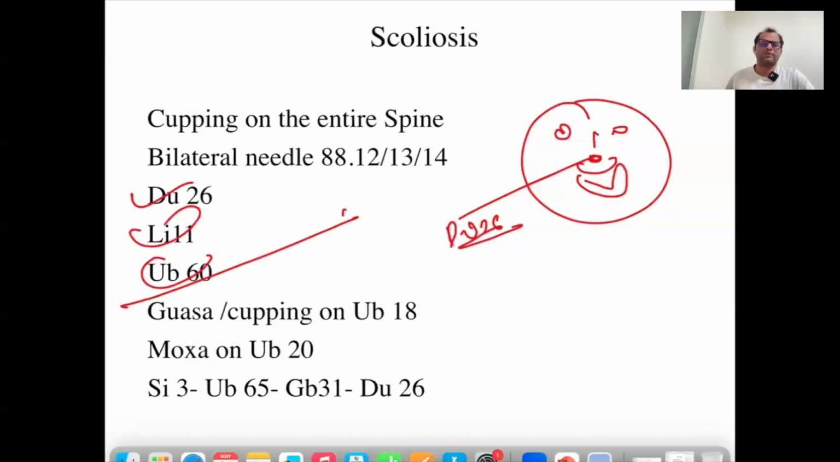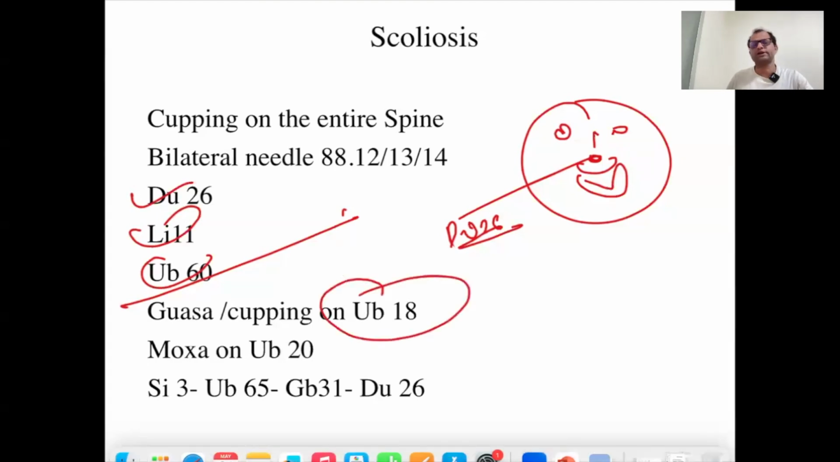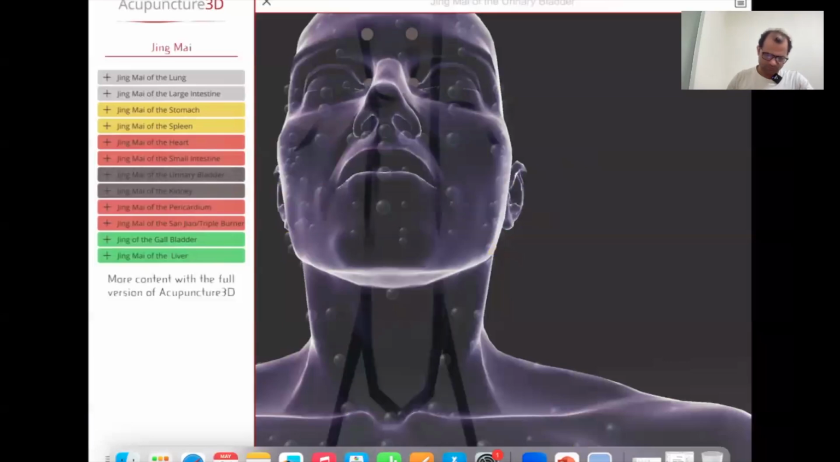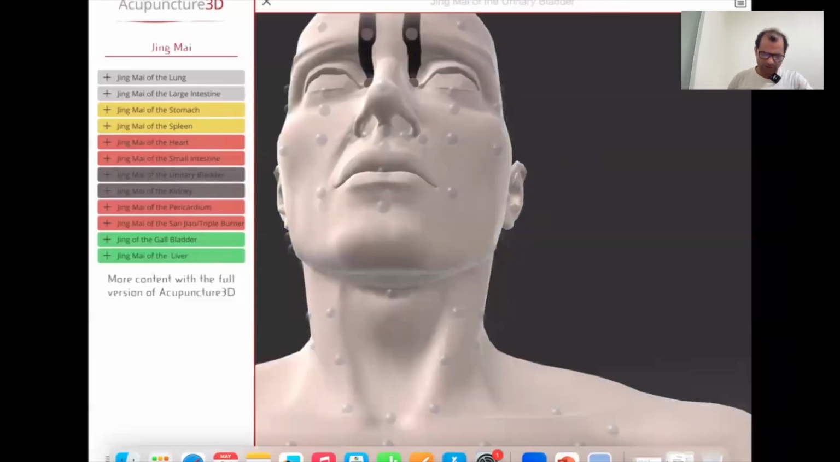In the second sitting, what we can do, you can do little changes. आप थोड़ा change कर सकते हैं. You do cupping only in the UB18 area, or you do guasha on the urinary bladder 18 area. आप या तो cupping करें या guasha करें. कहाँ पर? जहाँ पर हमारा urinary bladder 18 है.